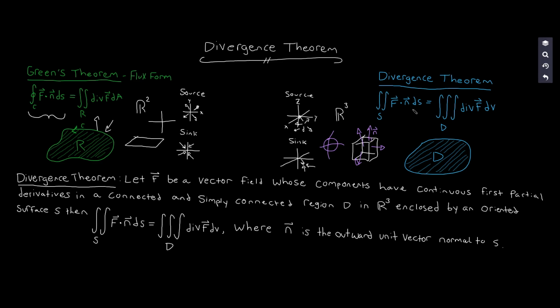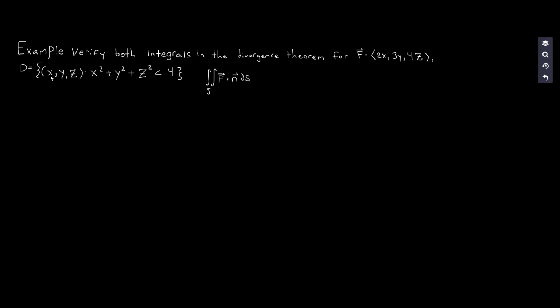And so that's what's going on with the divergence theorem. Let's work through an example, shall we? This question says, verify both integrals in the divergence theorem for vector F equaling (x, 2x, y, 3y, z, 4z)... D equals (x, y, z) such that x squared plus y squared plus z squared is less than or equal to 4.